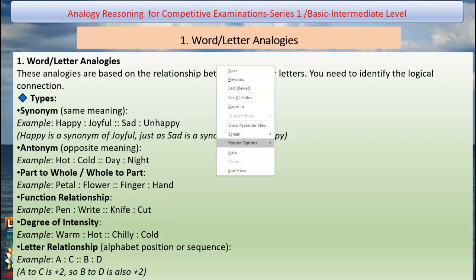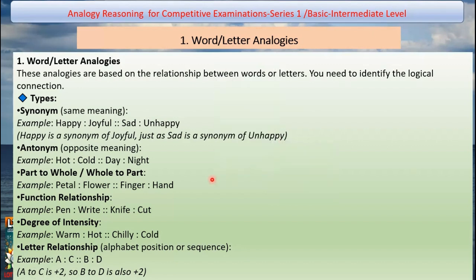So that will be night. Then petal, flower. A petal is a part of a flower. So if only finger is given, it will be hand, because fingers are part of our hand. Then pen, write. By pen we can write. And if knife is given, it will be cut. We can cut something with a knife. Then degree of intensity: warm, hot; chilly, very cold. That will be related to cold.